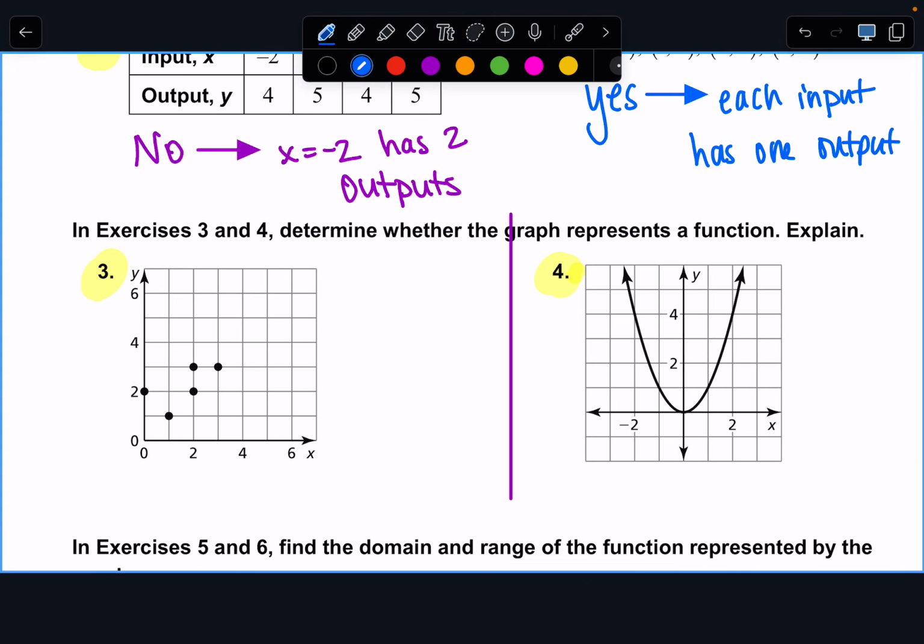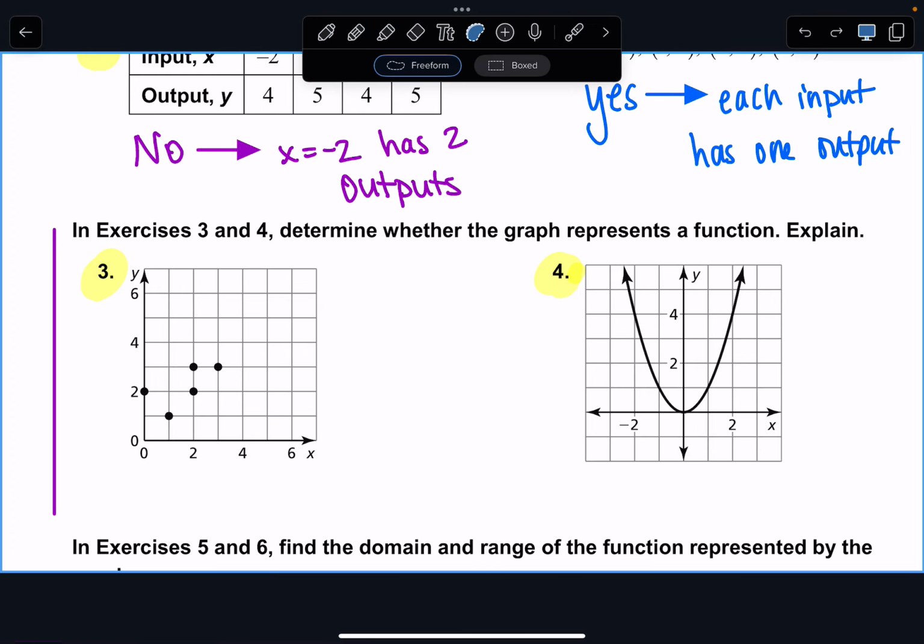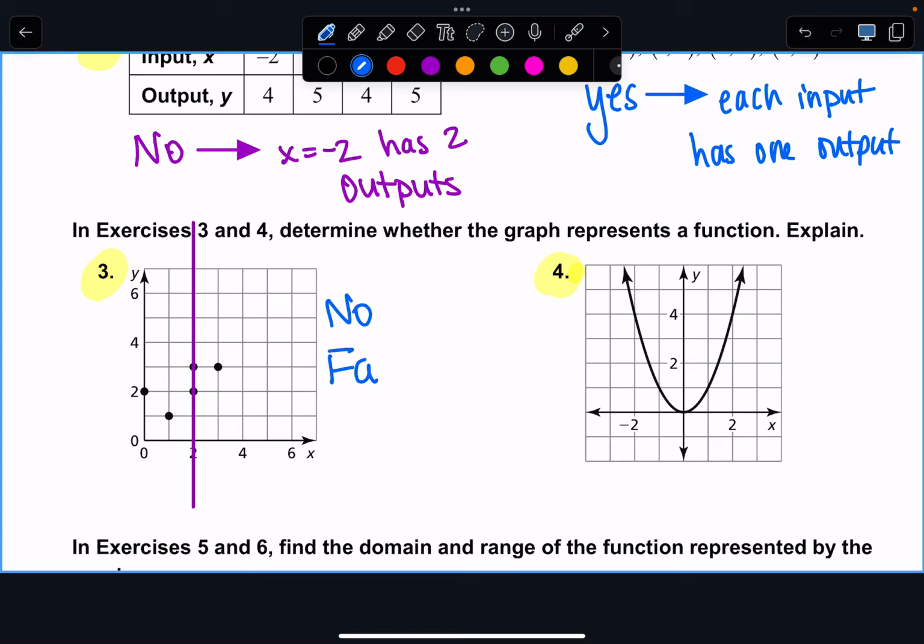McKenna, is number 3 a function? Whoops. If I do my vertical line, so no, it fails vertical line test. I did not actually put that. I put no. X equals 2 has 2 out. That's beautiful. Okay? That is shorter. Okay.